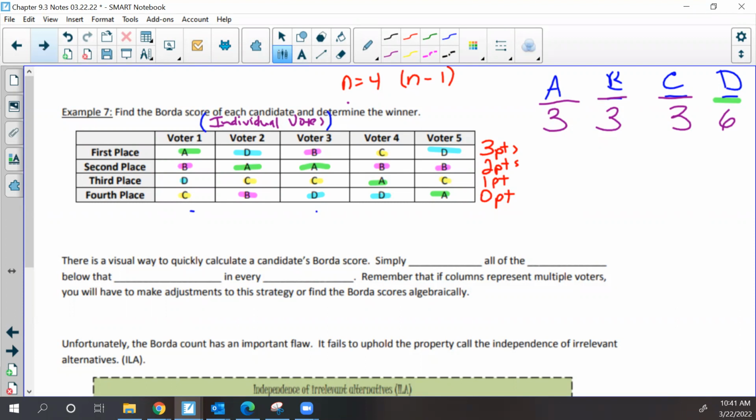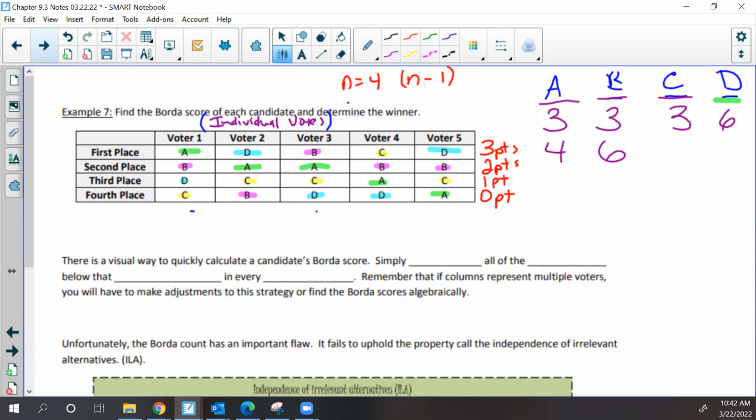And B's got 1, 2, 3 second place finishes. So 3 times 2 is going to be 6. That's 6 to B's total. And now A has 2 second place finishes. So 2 times 2 points is 4 for candidate A. And now third place finishes.